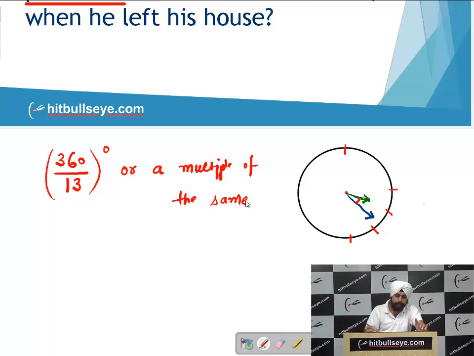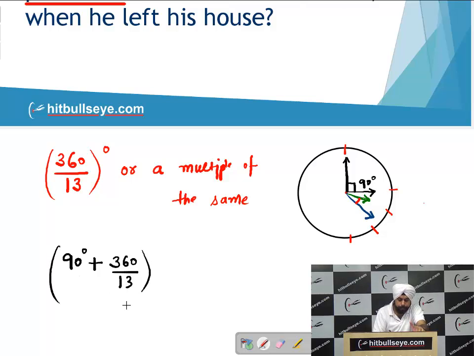So what is the angle at 3 o'clock between the two hands? If you will see, at 3 o'clock the two hands will be at this position, or they will have an angle of 90 degrees between them. Now students, here the minute hand will gain those 90 degrees to be coinciding with the hour hand. Then it has to move ahead by 360 by 13 degrees as per the concept I have told you.